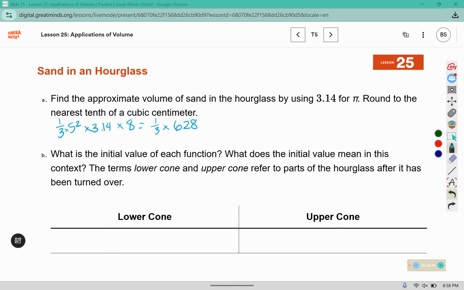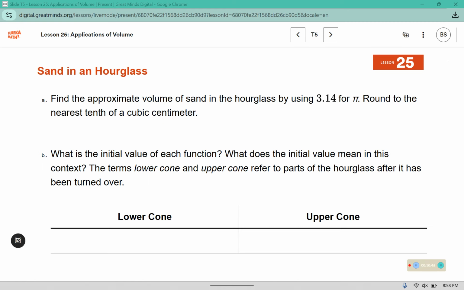Now we need a third of that, so we can multiply by 1 and divide by 3, which is 209.3 repeating, but the 3 leaves it as a 0.3 when it's rounded.